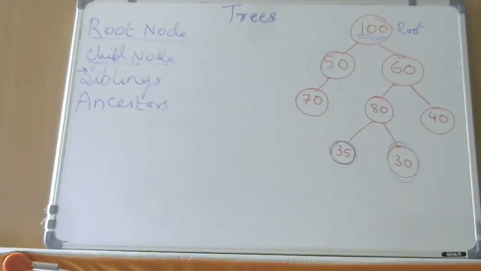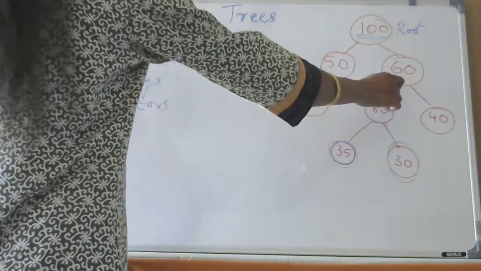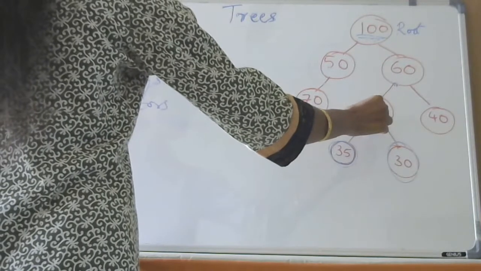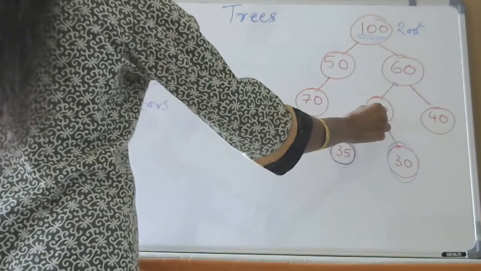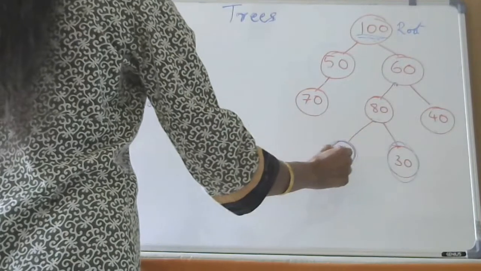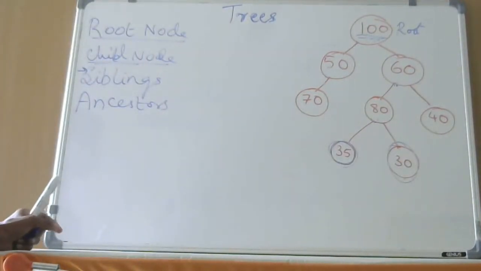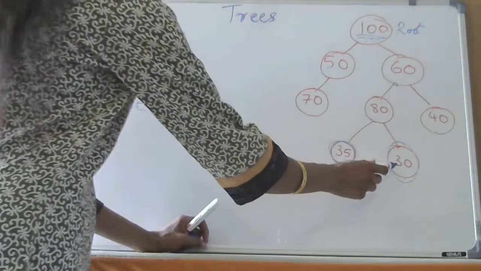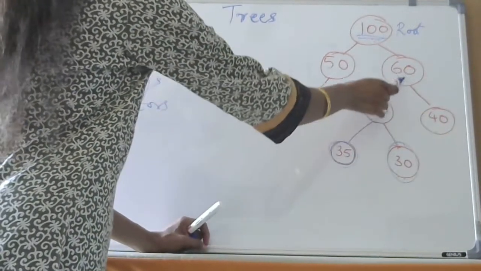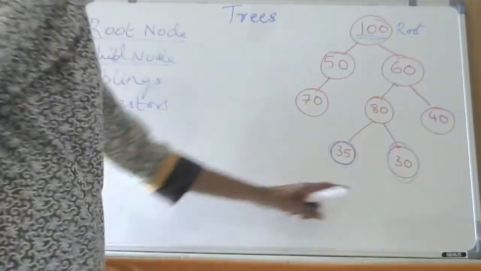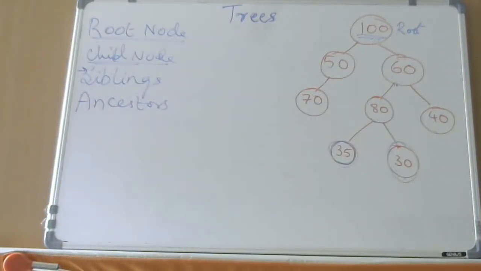So that is how 60 becomes an ancestor for the nodes 80, for 40, for 30, and for 35 also. So when you start from a node and move towards the root node, all the nodes you get in the path are ancestors of that particular node. That is how you define ancestor.